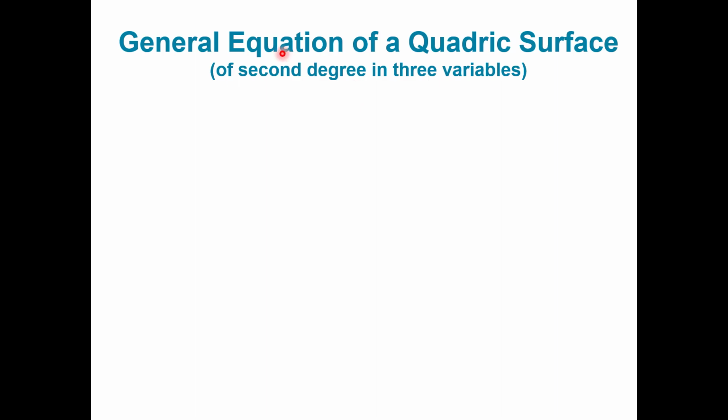And so your general equation of a quadric surface, which is of second degree in our 3 variables, is going to be broken down into the following. Notice you have an x squared, a y squared, and a z squared part of your equation. And then you go downward with your powers, with your exponents.